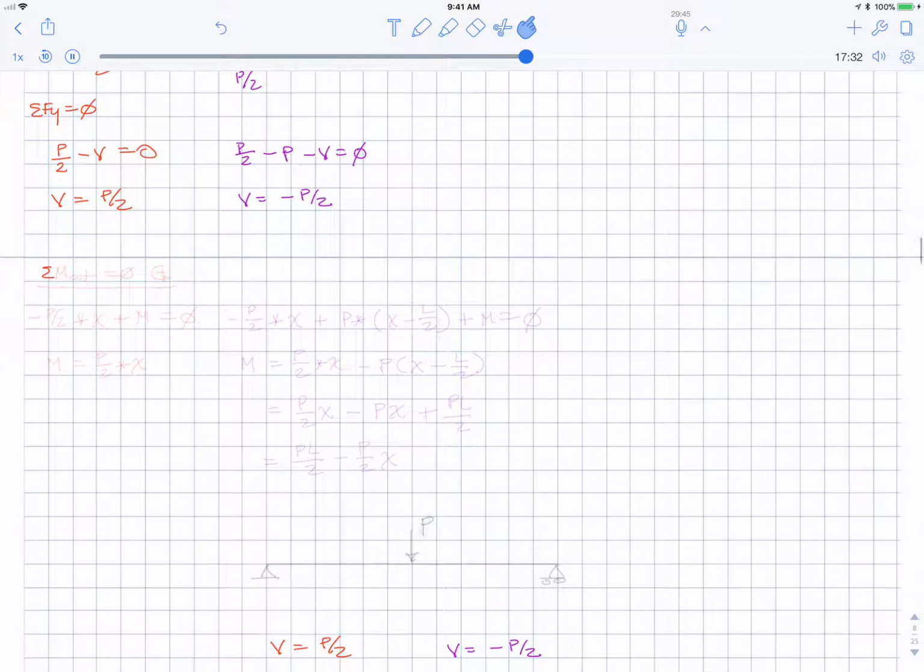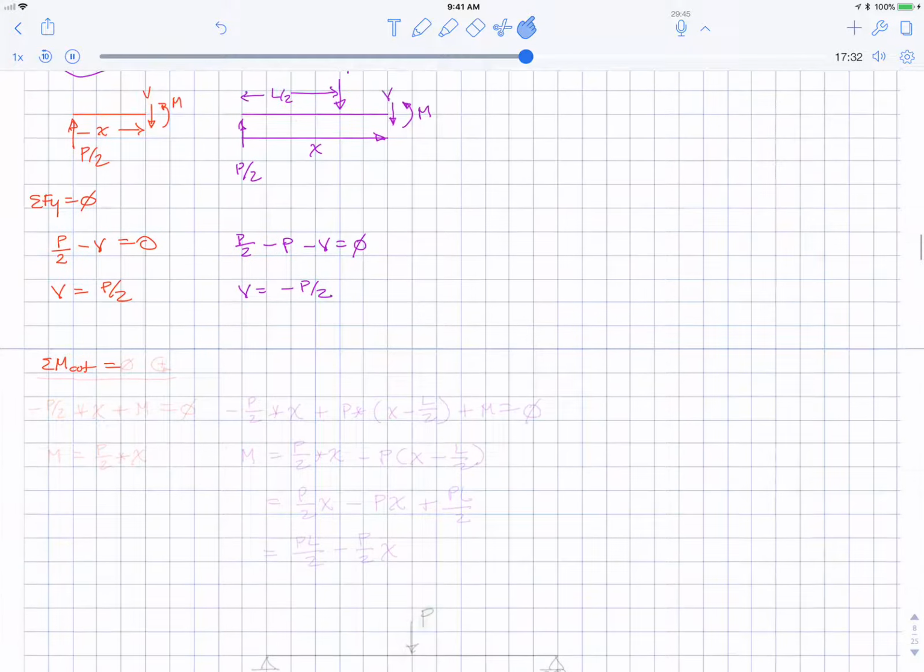Next, let's take some moment about the cut is 0, counterclockwise as positive. You have that P over 2 times the distance X. Let's see, that's negative going clockwise around the cut, plus M equals 0. Or you have M equals P over 2 times X.